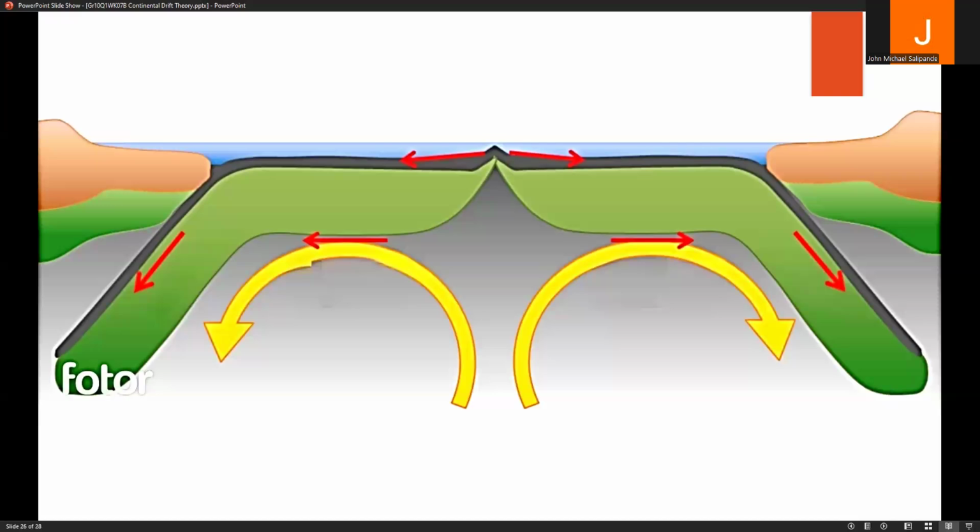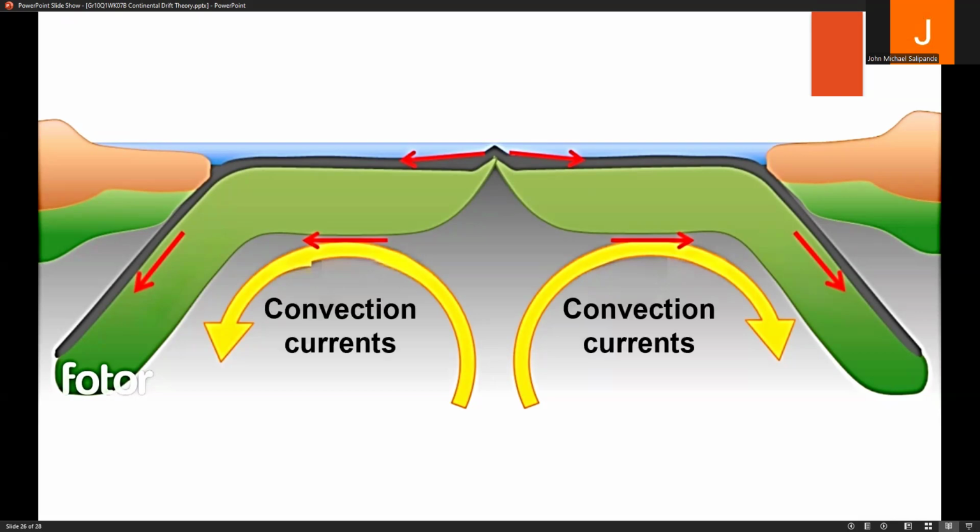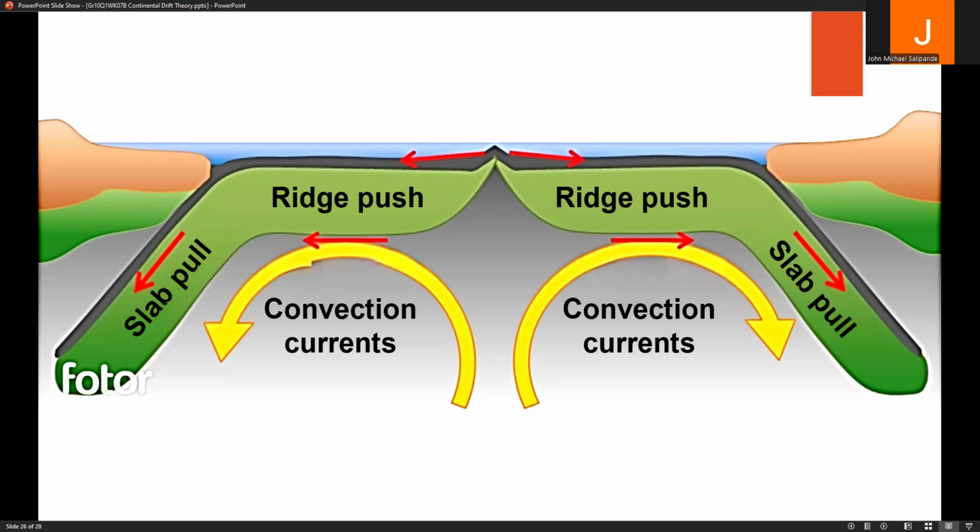Okay? So in simplest terms, everything starts because the core is hot. And when the core is hot, that triggers convection currents. And when you have convection currents, that will provoke ridge push or the oceanic divergence, also known as the formation of mid-ocean ridges. And of course, to conserve the subducting crust, you have the slab pull.